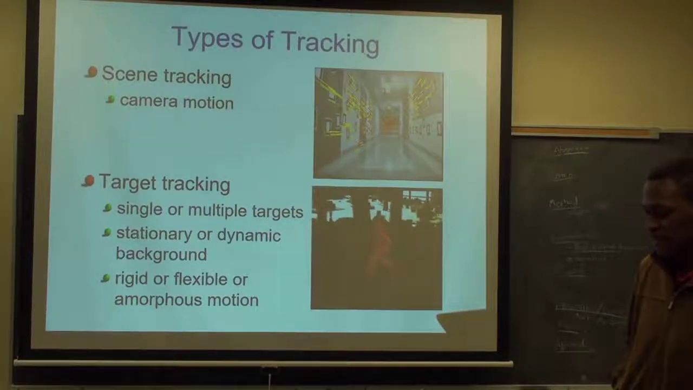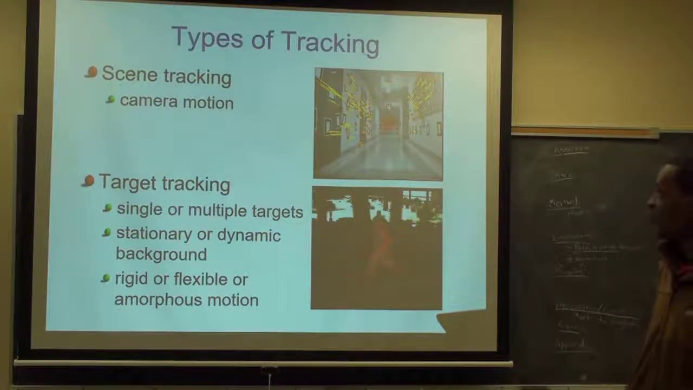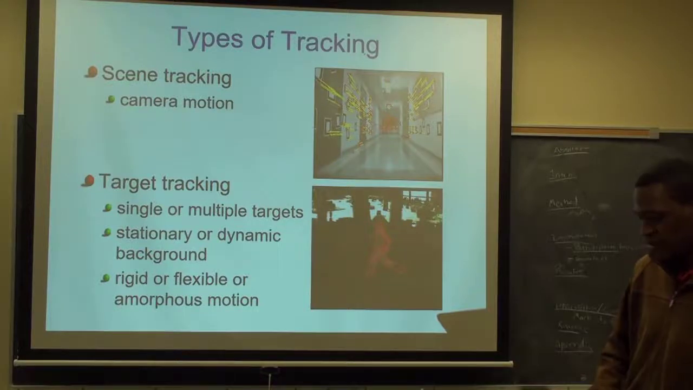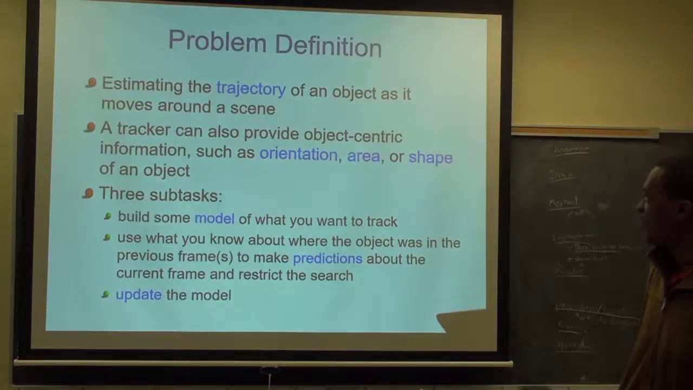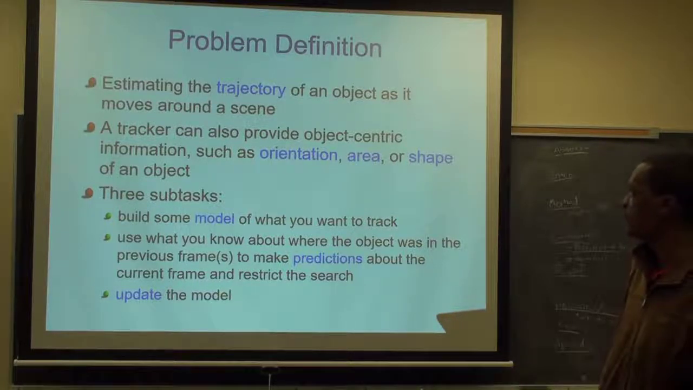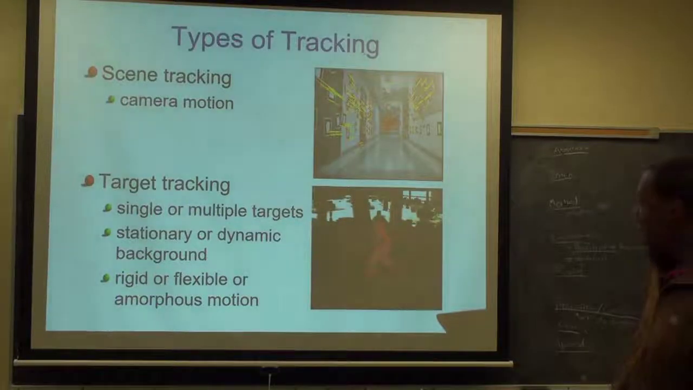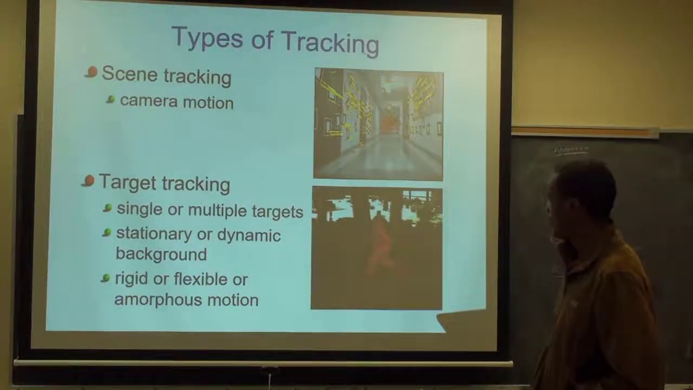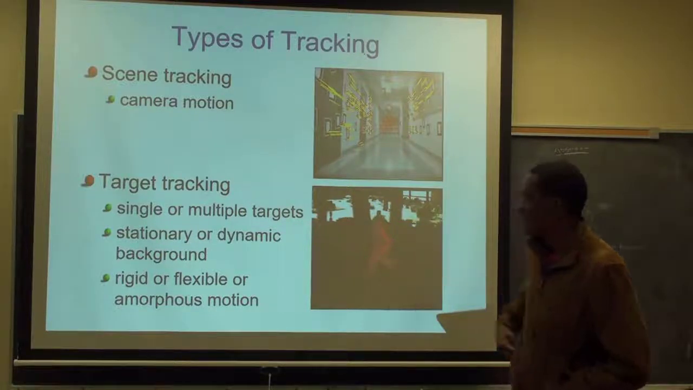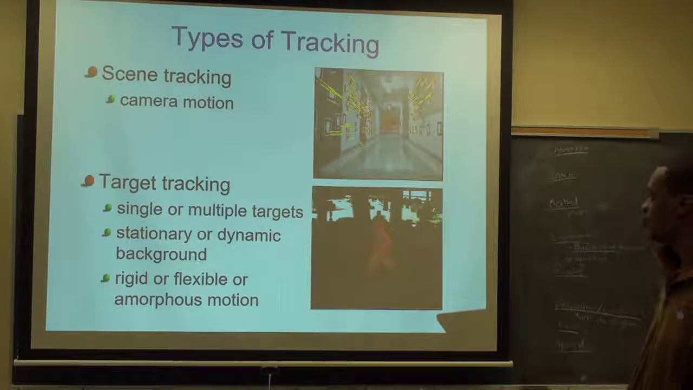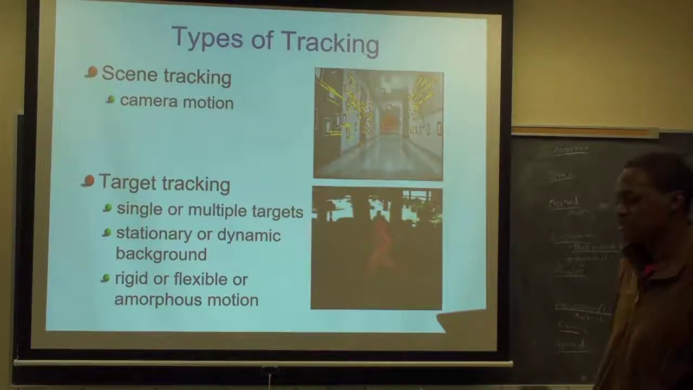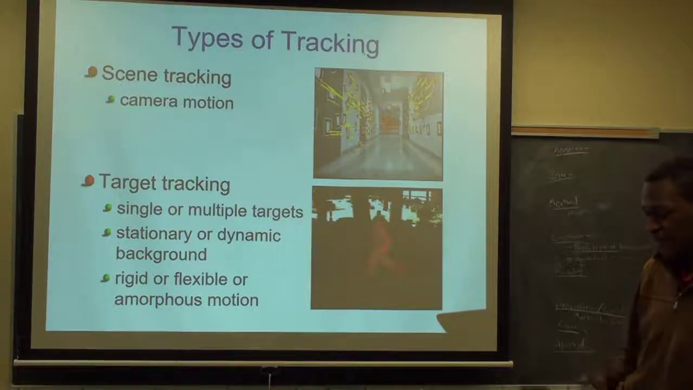So basically, first of all, I think we have to define the problem. What is tracking? Tracking is estimating the trajectory of an object as it moves around the space. Basically, like this guy here, if we have a static scene, we're going to be tracking either a single object or multiple targets. Mostly, we're going to be doing a stationary camera and rigid or flexible.